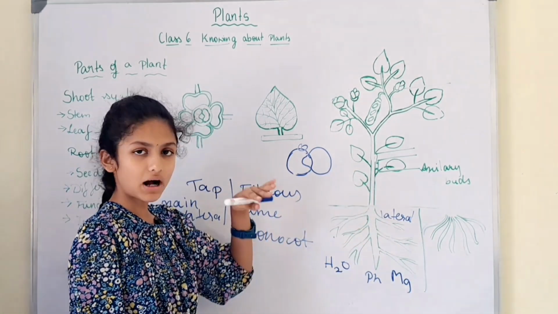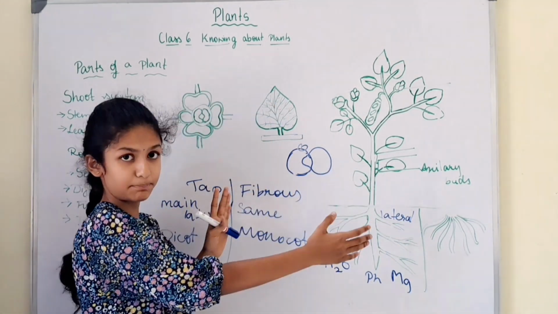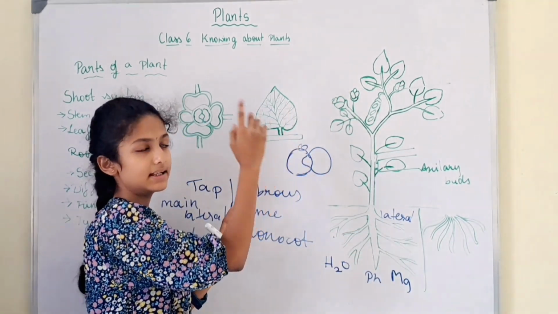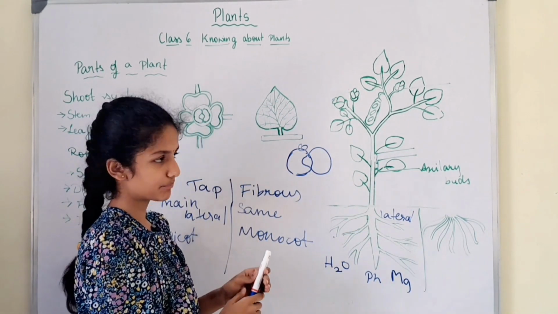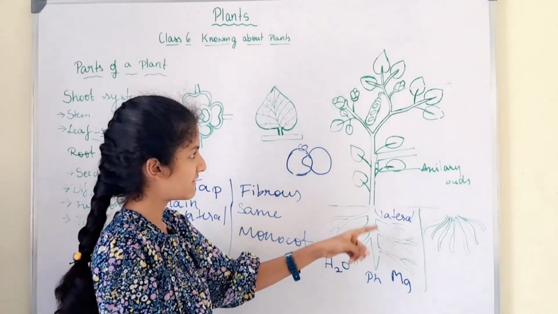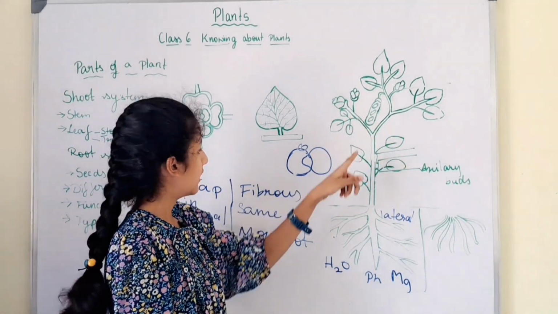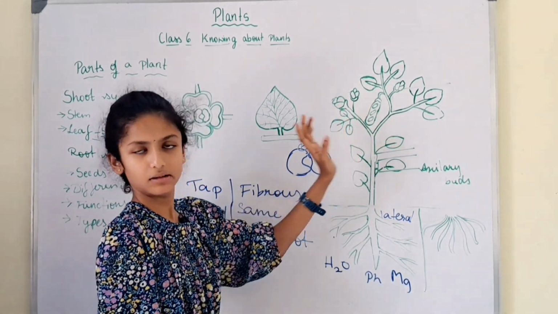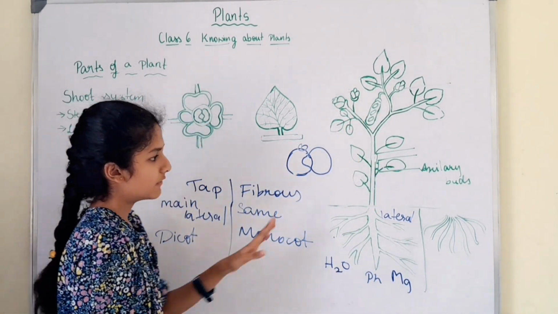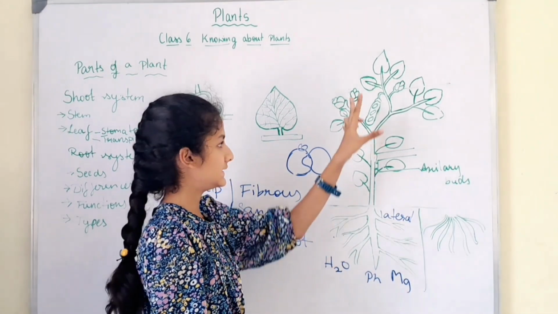Next, the part of the plant above the ground level is known as the shoot system. In the shoot system, we will have a stem, flowers, fruit, leaves, buds. This is also one bud. First, we'll look into the stem.